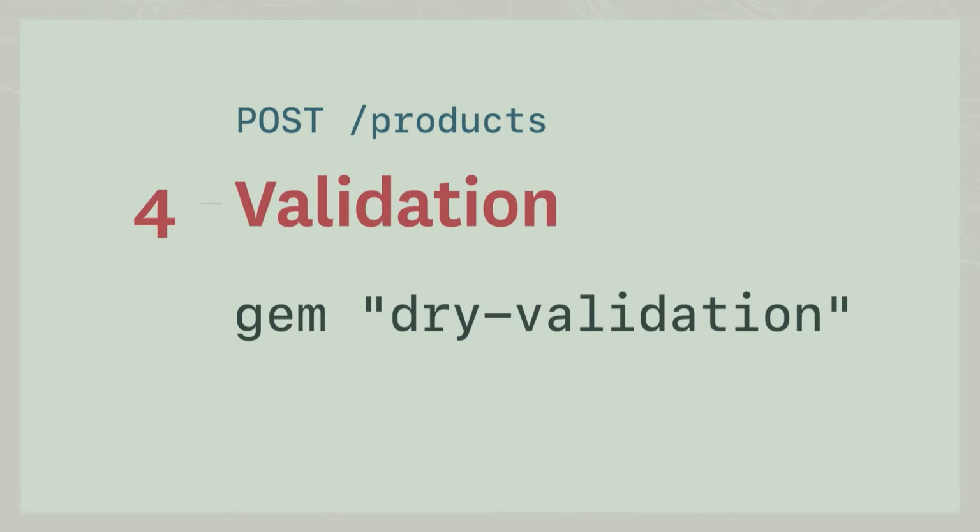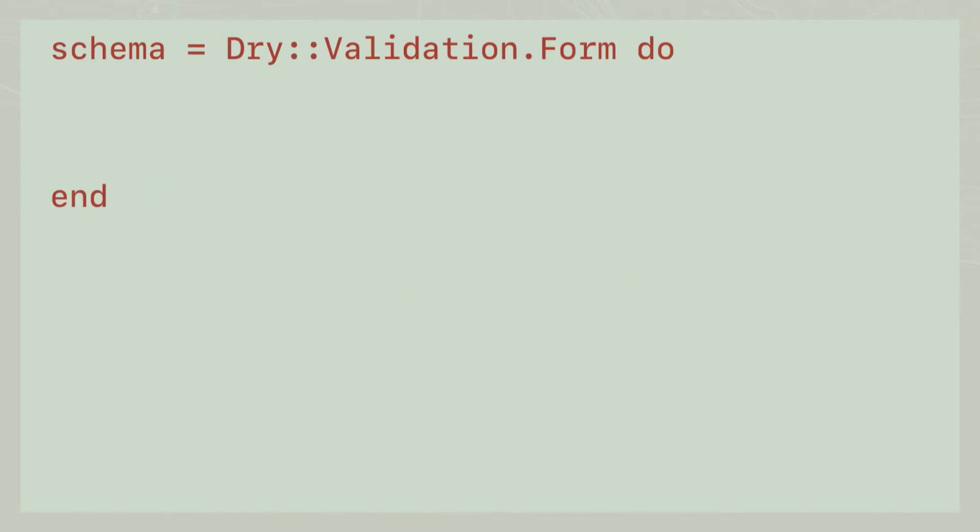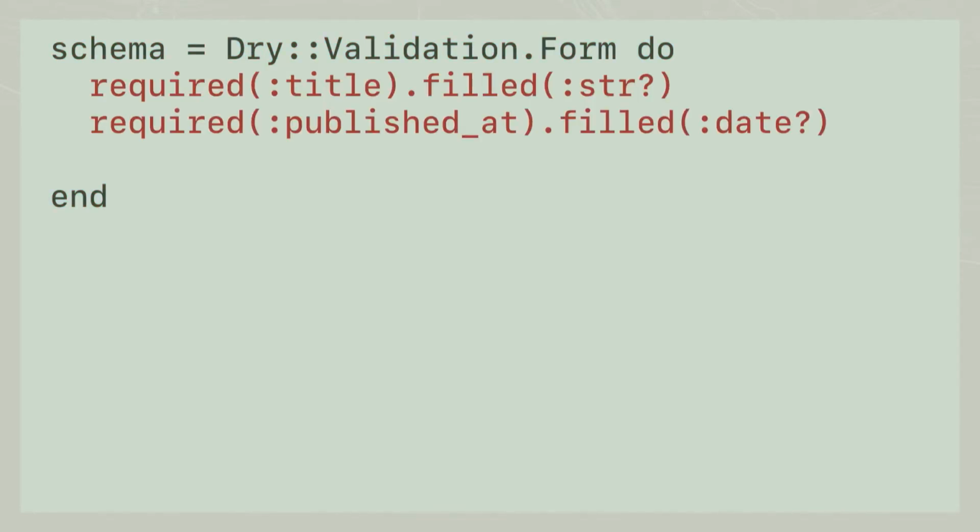To validate our input, we're going to use dry validation, which is a general purpose validation library that lets us define stateless predicates for our data, compose schemas based on those predicates, and guarantee the types we expect. Here's a simple schema for our products, which we'll add predicates to. The required predicate specifies that those attribute keys must be present in the input. Filled requires that they have non-nil values, and we're also specifying what types they should have.